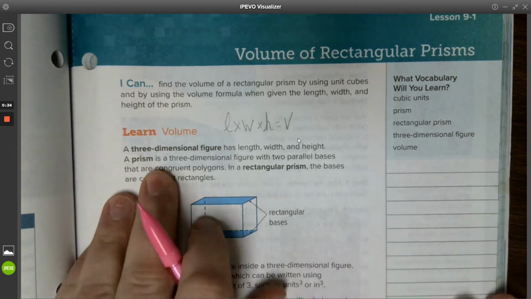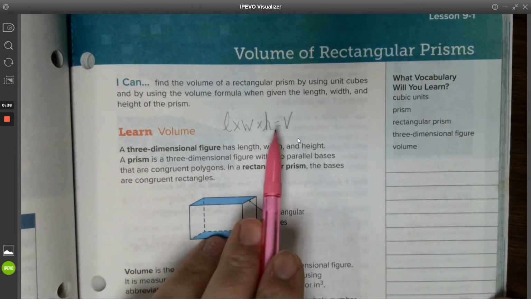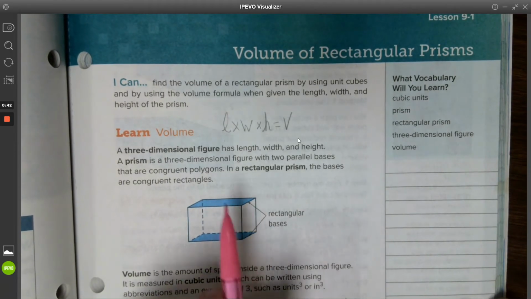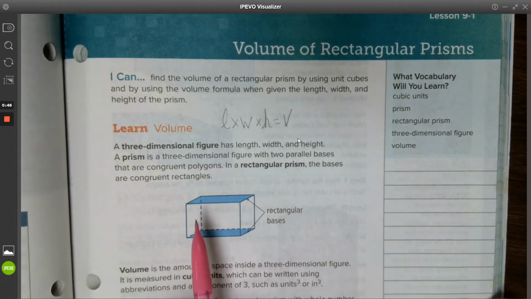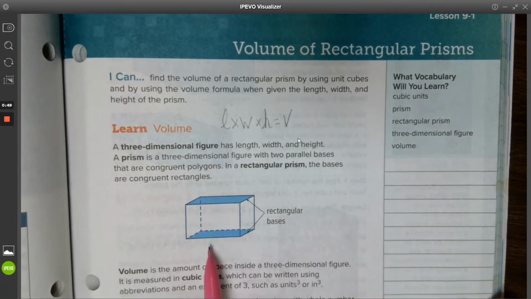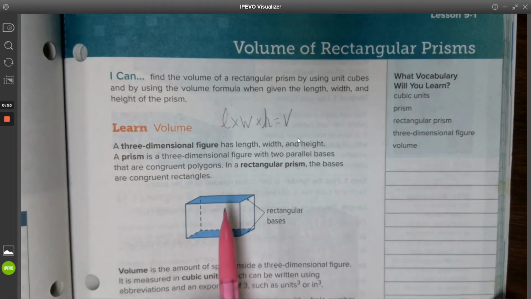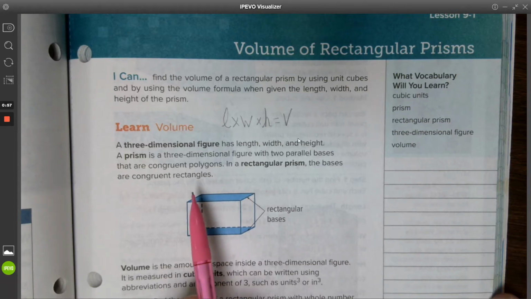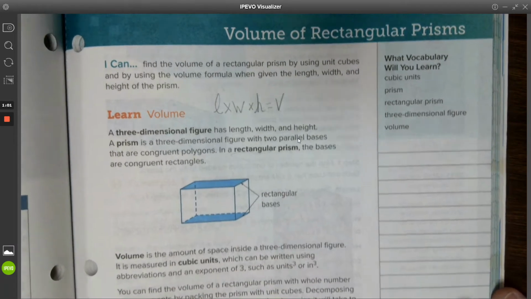Now, volume applies to three-dimensional figures. That's why we have length, width, and height. There's three dimensions that we can use to measure. So a prism is a three-dimensional figure with two parallel bases that are congruent polygons. So this base is the exact same as this base. In a rectangular prism, the bases are congruent rectangles. So right in the name, it tells us what the bases are.